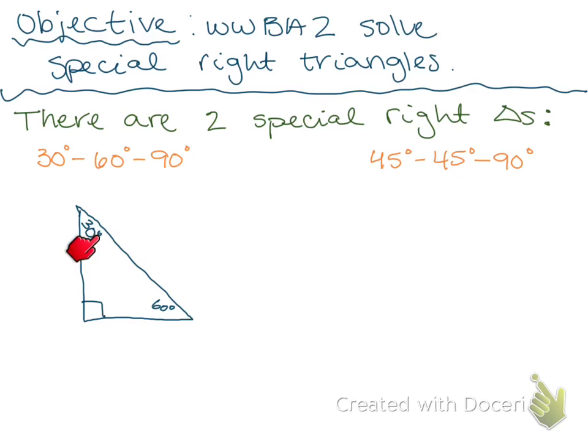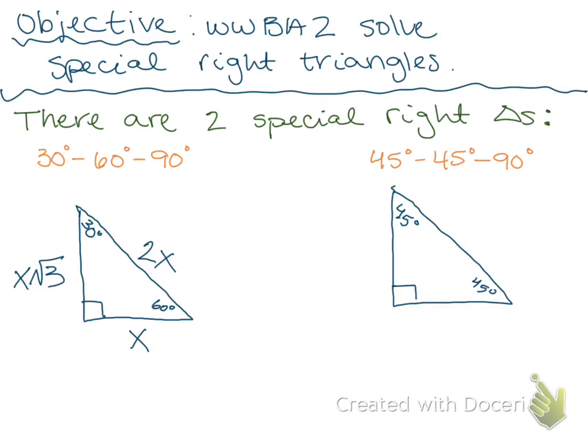Across from the 30-degree angle, we label that side X. Across from the 60-degree angle, we label that side X root 3. Across from the 90-degree angle, we label that side 2X. Always. Always across from 30 is X, across from 60 is X root 3, and across from 90 is 2X. It's important that we know that because we're going to have to use that later for the problems.